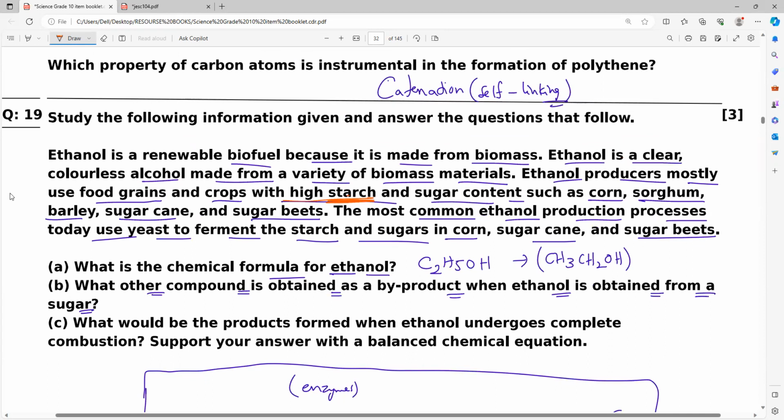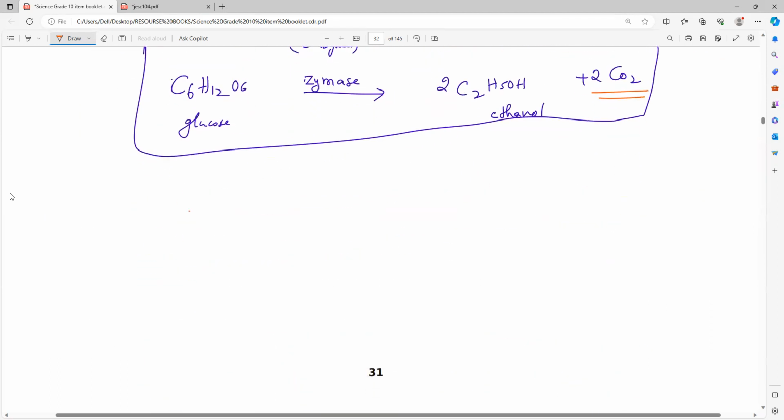Starch and sugar content in crops such as corn, sorghum, barley, sugarcane, everything. Basically, remember they contain starch, not sugar. So starch contains what, guys? Maltose. First, if you take the starch, the enzyme used is diastase, which converts it into maltose, C12H22O11. Please note it, everybody.